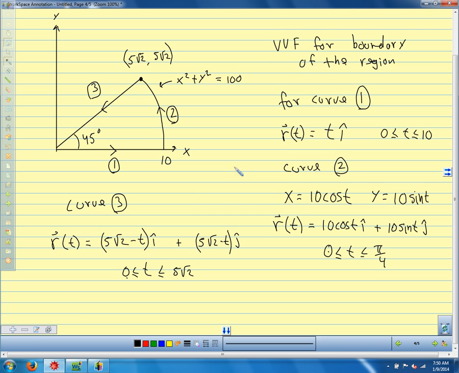All right, questions there? So if we put these together, we would make a kind of piecewise function, and we put together these three curves, these three r of t's, and that would be our vector valued functions for the boundary of that region.